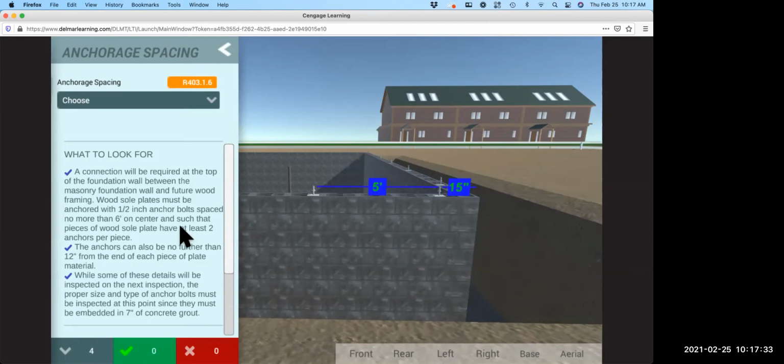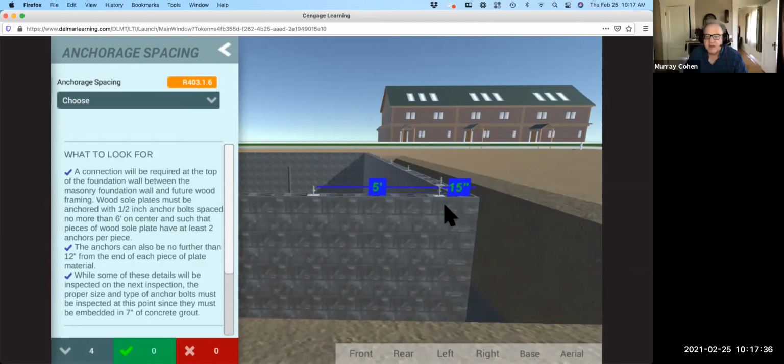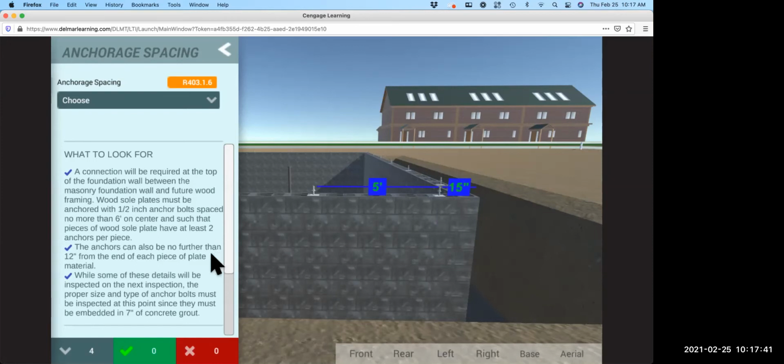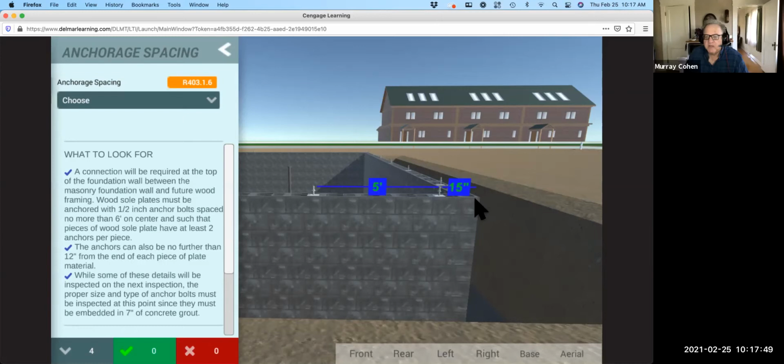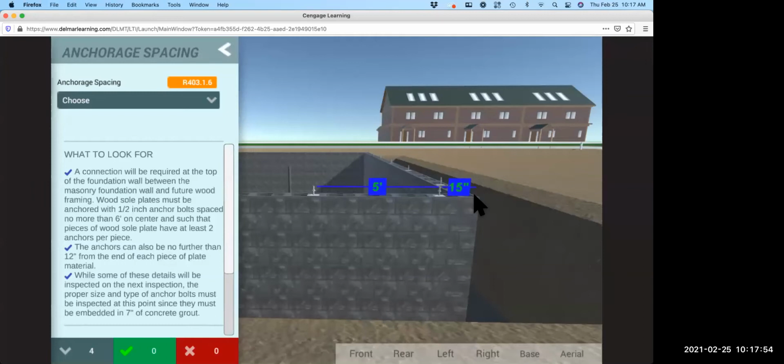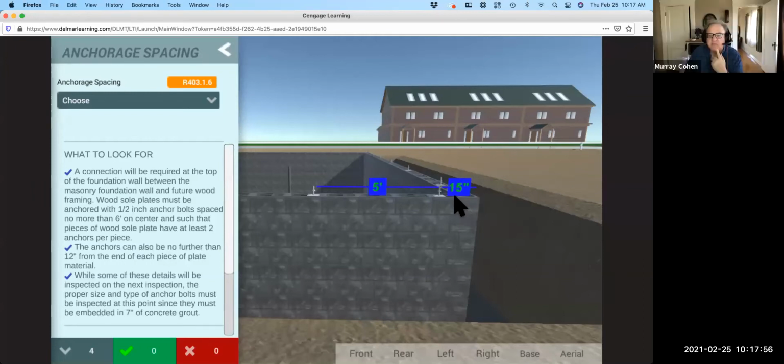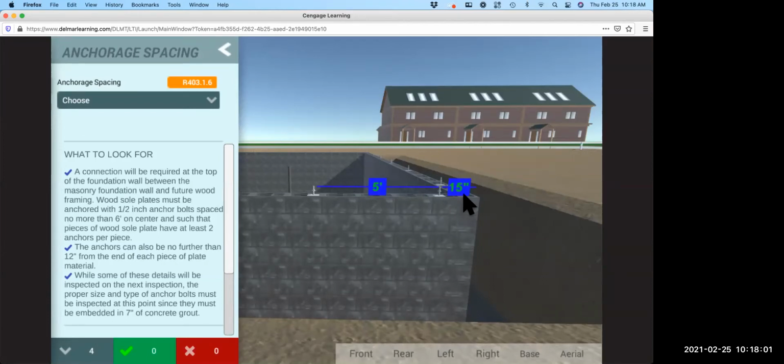So how much is the wood? 3 inches? Well, I don't think it's about the wood. It's confusing because it says the anchor can also be no further than 12 inches from the end of each piece of plate material. Yeah, but the plate is down. Oh, I see what you're saying. You're saying sole plate, the wood. It's a possibility that it might be talking about the plate, because it says from the end of each piece of the plate material. I think it's a possibility with the sole plate. It's talking about the wood once it's put on.